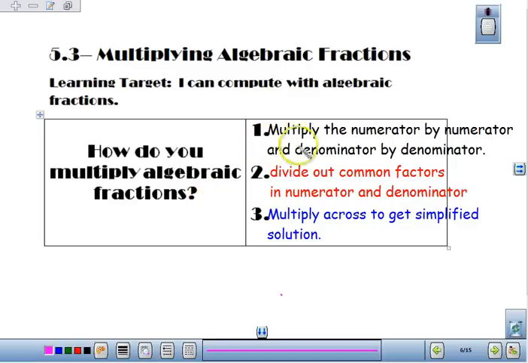The first thing we're going to do is multiply numerator by numerator and denominator by denominator. What we want to do before we actually do that multiplication is divide out any common factors in both the numerator and denominator. You're going to see this in some of our examples. When we added fractions, we always needed to make sure we had a common denominator. No common denominator is needed when you multiply. And you will multiply across to get a simplified solution.